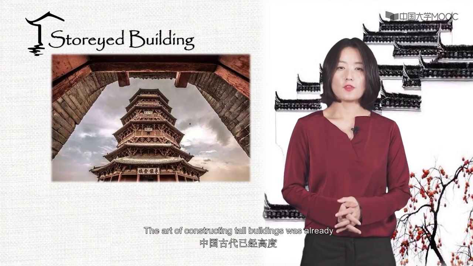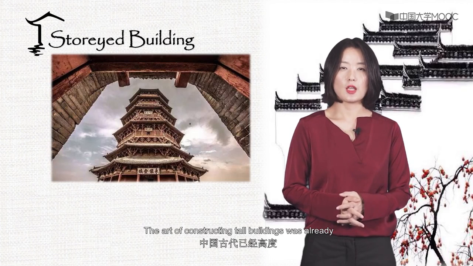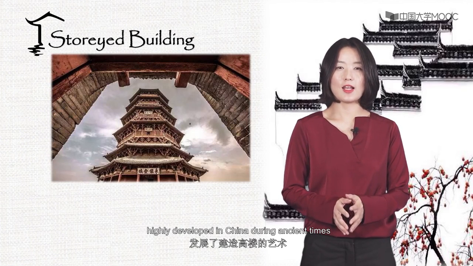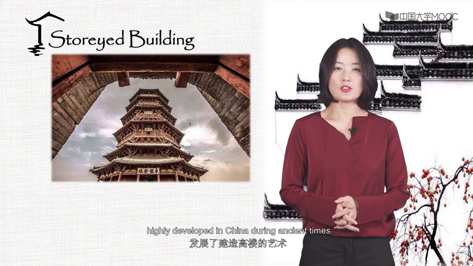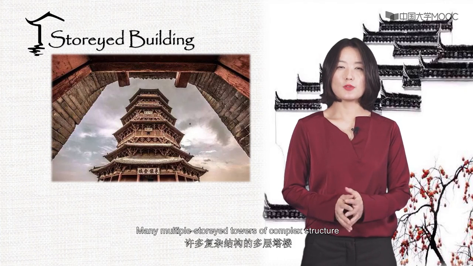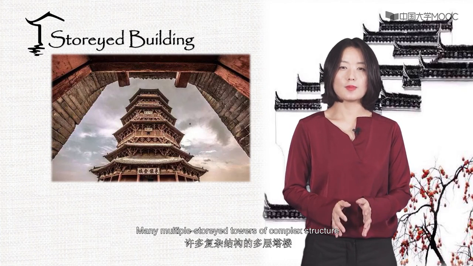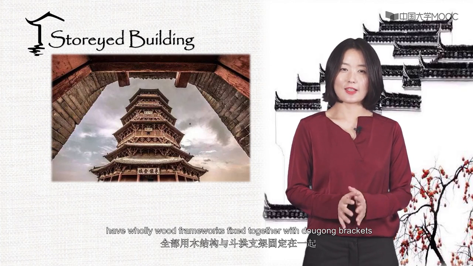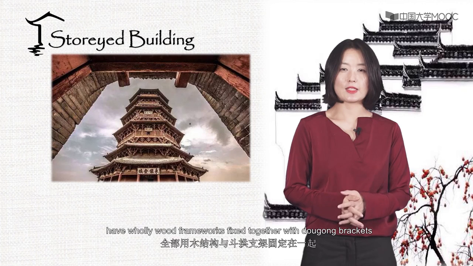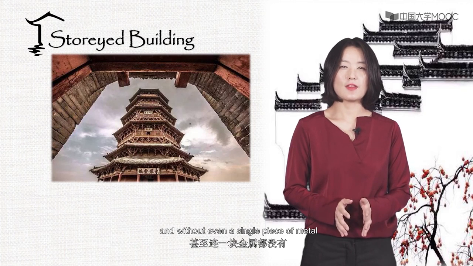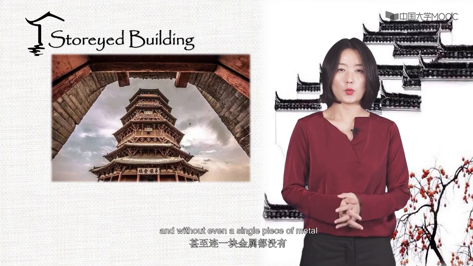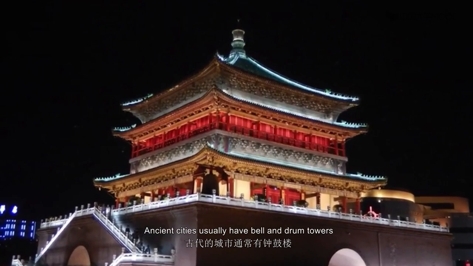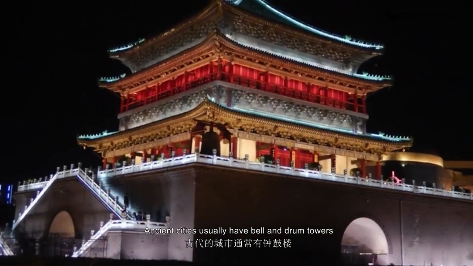The art of constructing tall buildings was already highly developed in China during ancient times. Many multi-storied towers of complex structure have wholly wood frameworks fixed together with dougong brackets and without even a single piece of metal. Ancient cities usually have bell and drum towers.